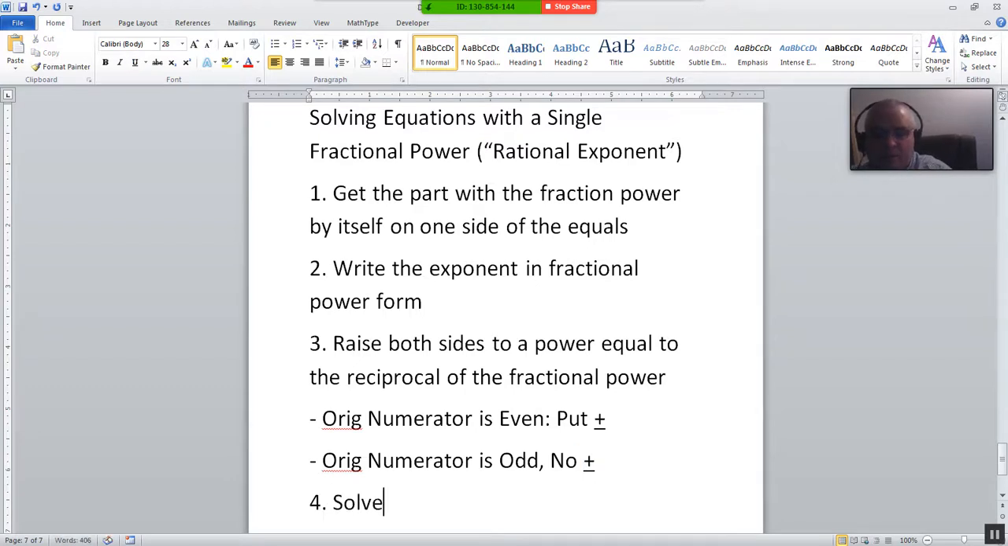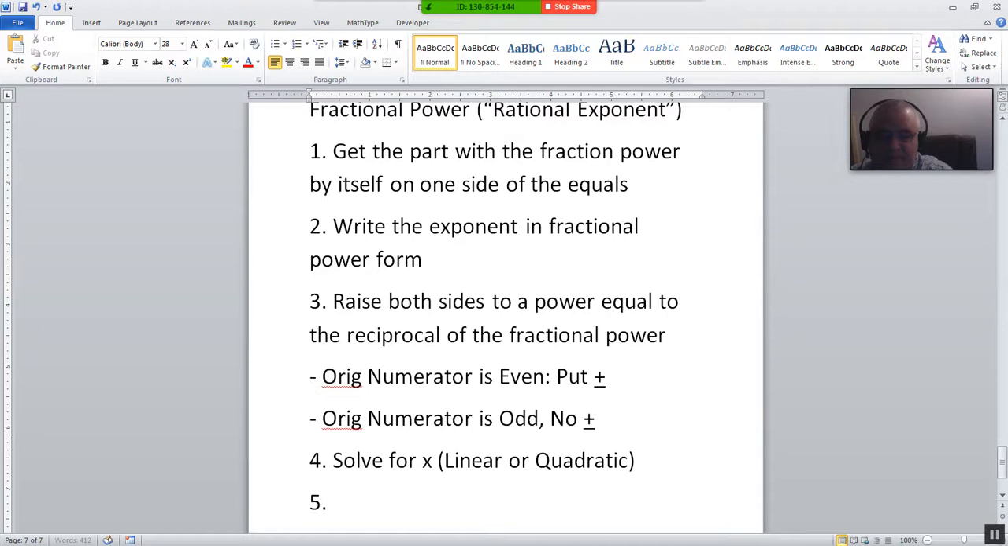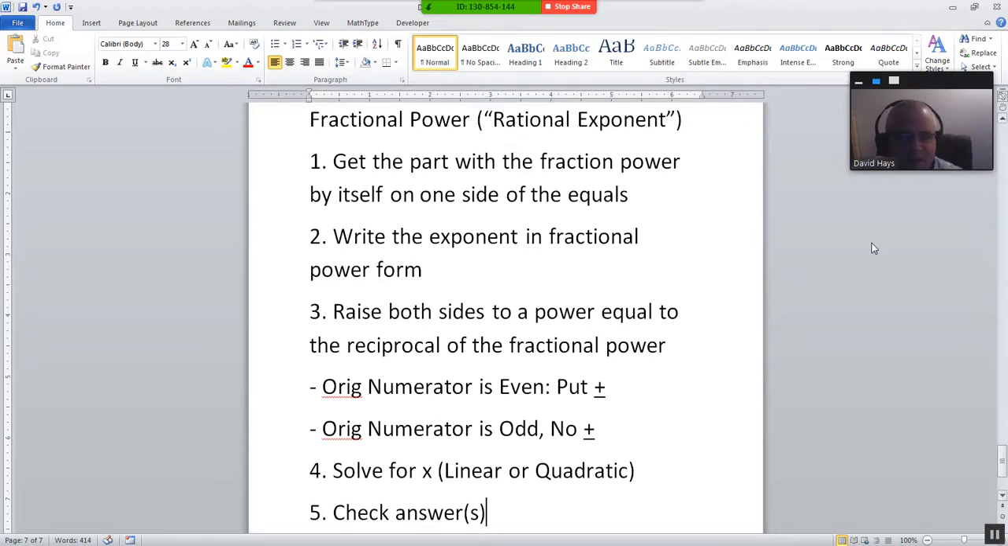And then step 4, solve for x. And it'll either be a linear equation or quadratic at that point. And then step 5 is to check your answers. Anytime you raise both sides to a power, it's good practice to always check your answers. Okay, well, let's see what in the world I mean here.